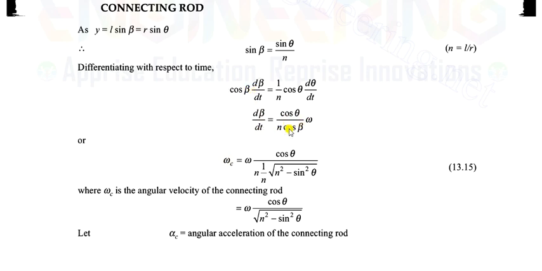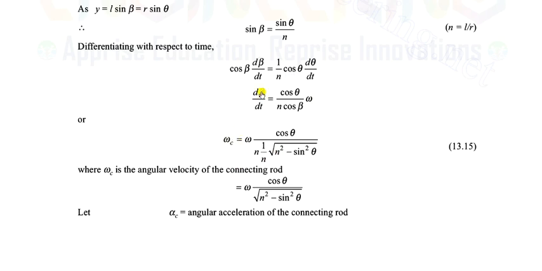We bring this cos beta to this side, and d theta by dt is omega. So finally, because this expression is the angular displacement of the connecting rod with respect to time, it will give you the angular velocity. So the angular velocity is equal to omega cos theta by n cos beta, and cos beta we have already derived earlier, it was 1 by n square root of n square minus sin square theta. This n gets cancelled out, and omega c is the angular velocity of the connecting rod. You got omega into cos theta divided by square root of n square minus sin square theta.